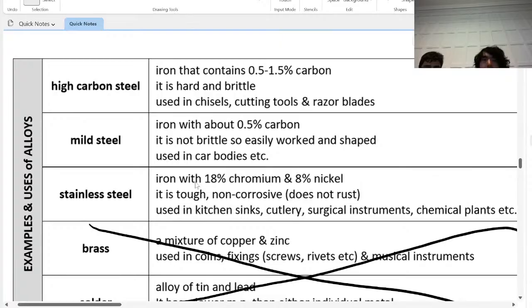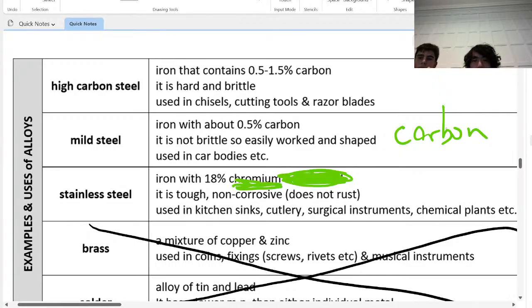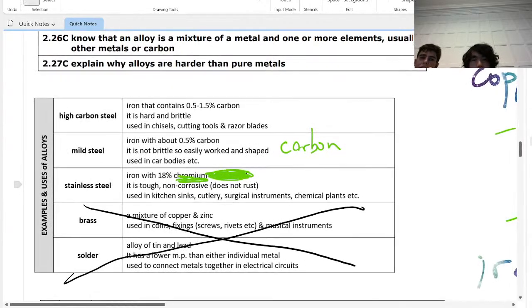So steel contains carbon. All steel contains carbon, and stainless steel contains chromium. You don't need to know nickel. You just say stainless steel has chromium and carbon, all steel has carbon, and stainless steel doesn't rust.